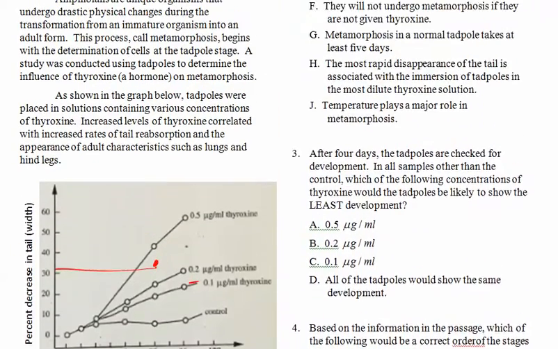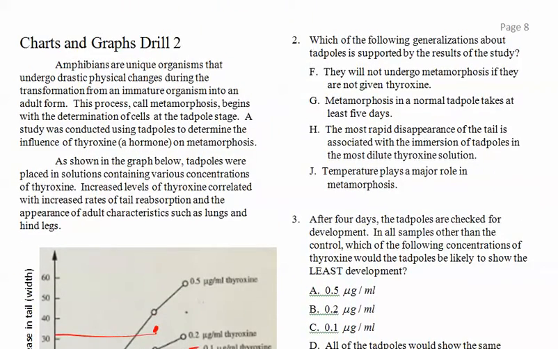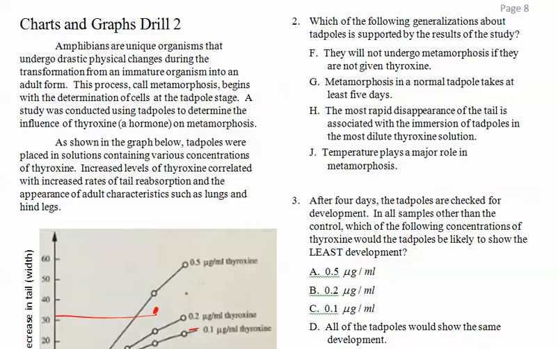Which of the following generalizations works? I'm looking at J. Temperature plays a major role. I like to find the nonsense and toss it out. They never said anything about temperature. They will not undergo metamorphosis if they're not given thyroxine. Well, tadpoles undergo metamorphosis all the time, so that makes no sense. Metamorphosis in a normal tadpole takes at least 5 days. I don't know, I suppose so.